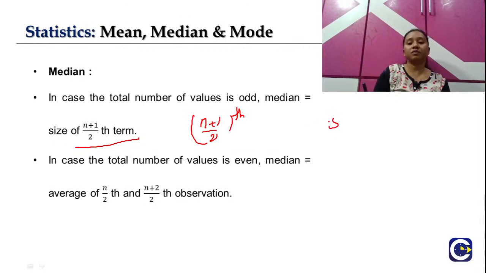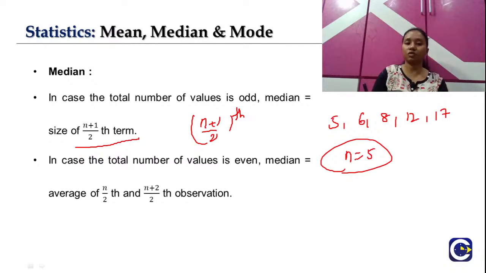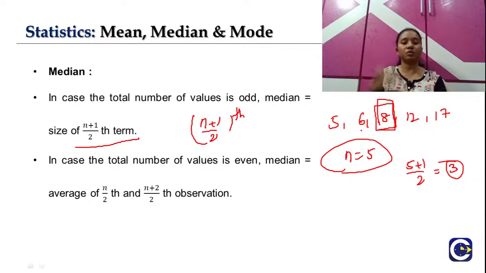For suppose I am having 5, 6, 8, 12 and 17. How many terms am I having? My number of terms is 5, an odd number, where n is equal to 5. Then directly you can say your middle term is (5 plus 1) by 2, that is 6 by 2, that is the third term. What is the third term here? My series is in ascending order, small to big. So 8 is the middle term, which is the median of this given distribution.